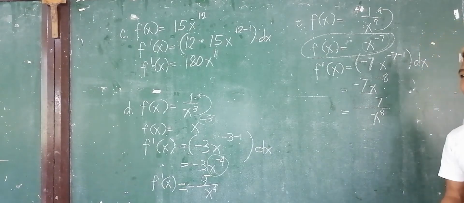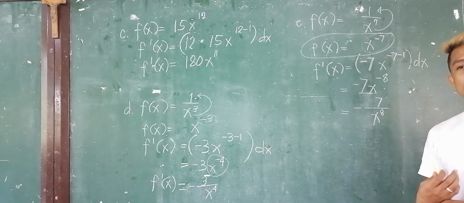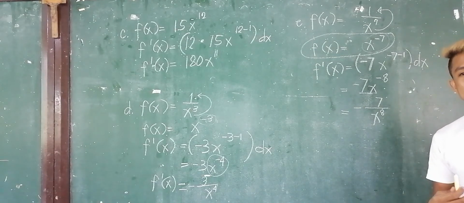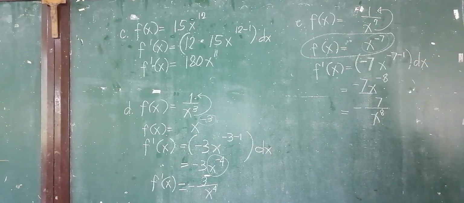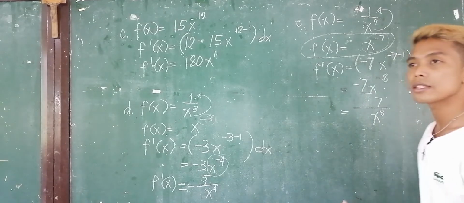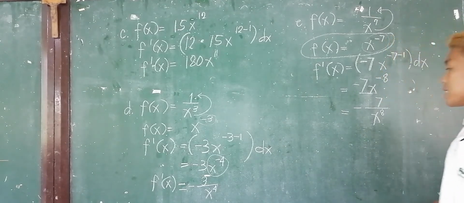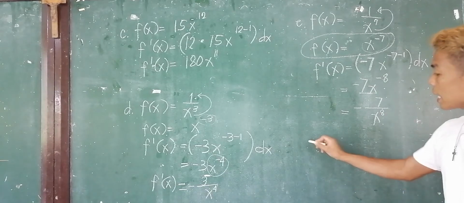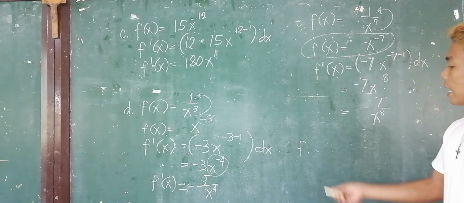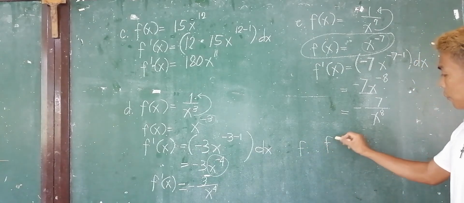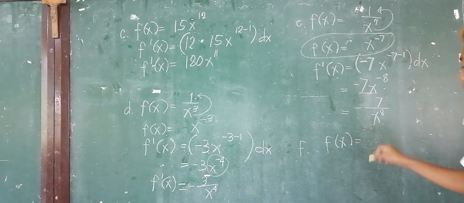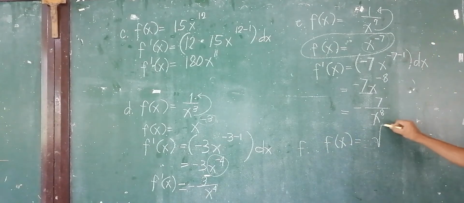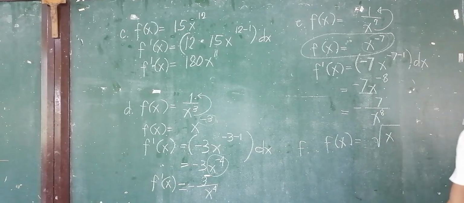Meron pa ba na pwedeng i-apply doon? Yes, meron pa. Ano pa kaya? Aside from negative exponents, what else can we have as an example? We can also have radicals. Medyo mabigat-bigat pero kaya nyo to. Ayan, letter F. F of x equals the square root of x. Ito ang hahanapan natin ng derivative.